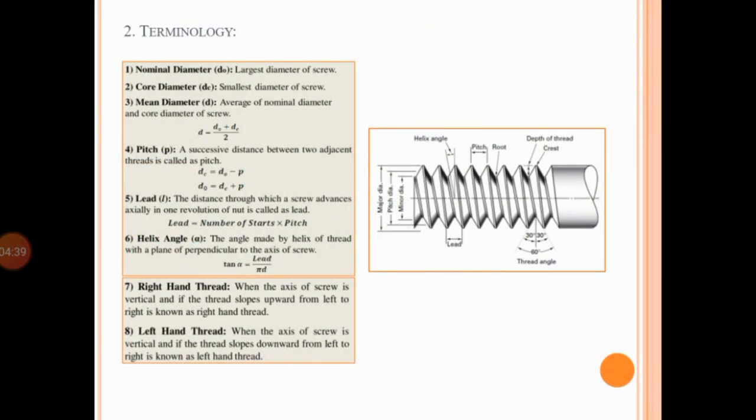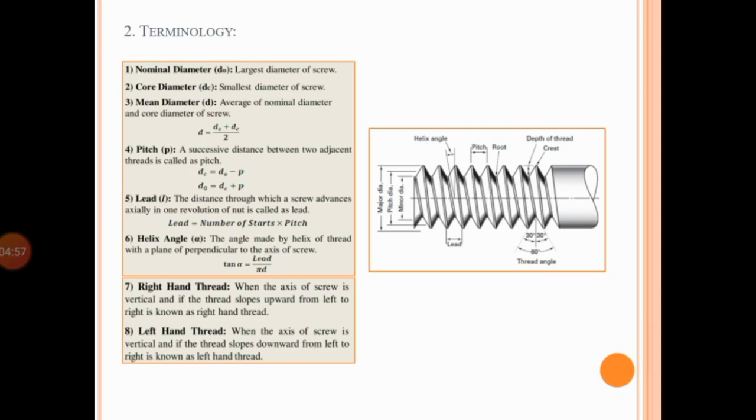Now look at the terminology. Terminology means terms associated to identify any object or any mechanical part. Here, look at the screen, there are 8 terms which identify any power screw.